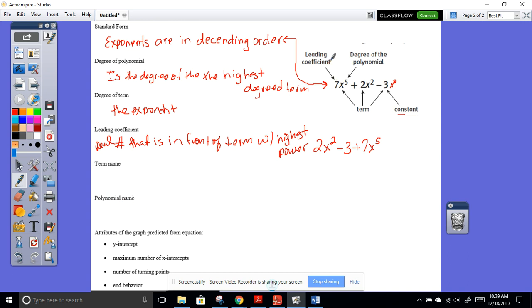Okay, so again, the name of the polynomial will be the name of the highest.